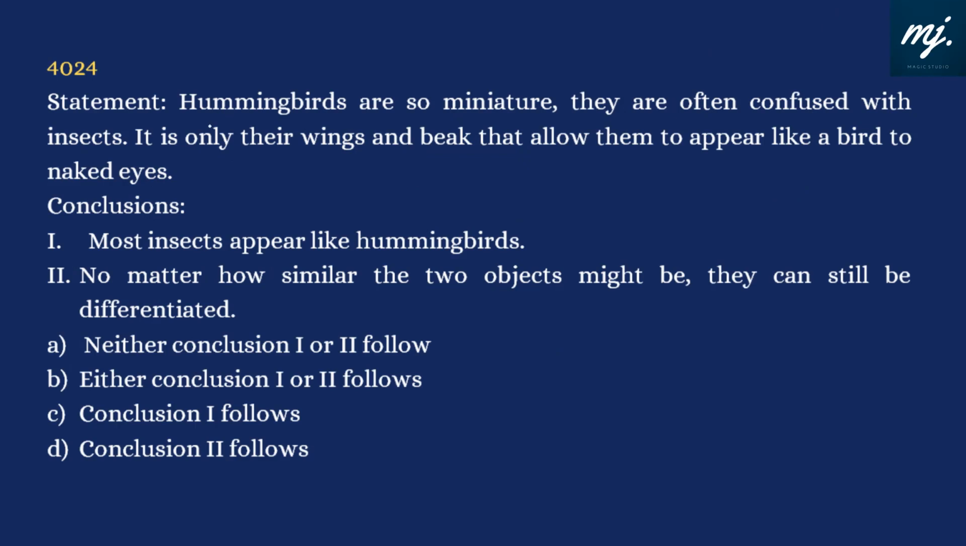Okay, the next one is statement and conclusion. Hummingbirds are so miniature, so small, they are often confused with insects. The size of insects maybe. It is only their wings and beak that allow them to appear like a bird to naked eyes. That means there is something which is differentiating hummingbirds from insects. Now conclusion 1 says most insects appear like hummingbirds, not necessarily. Hummingbirds may appear like insects, but not most insects may appear like hummingbirds.